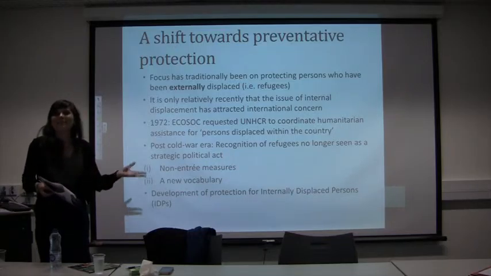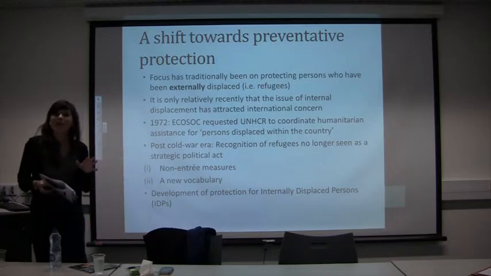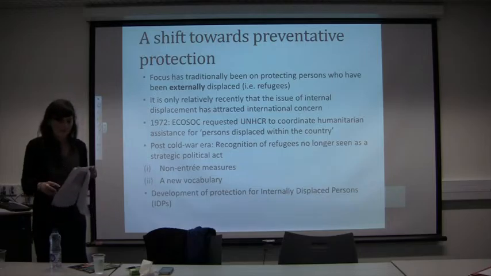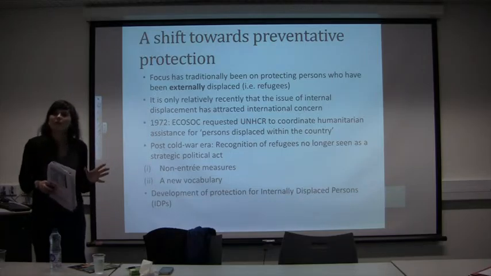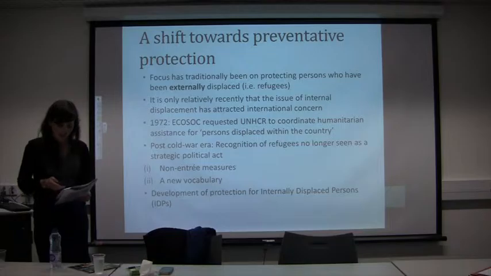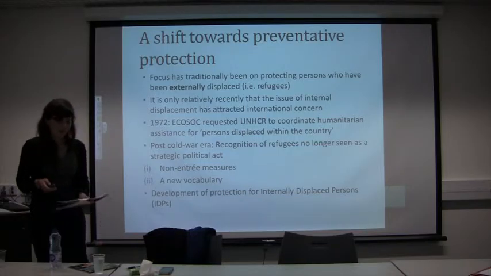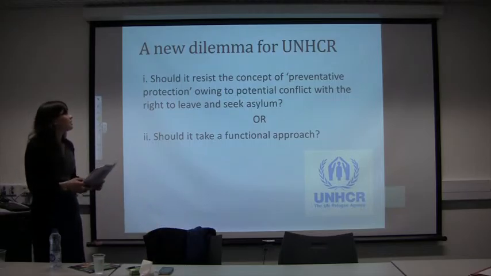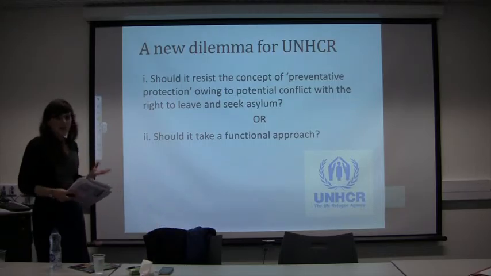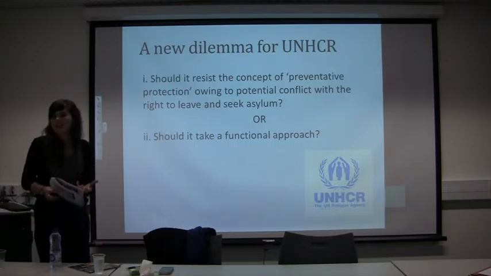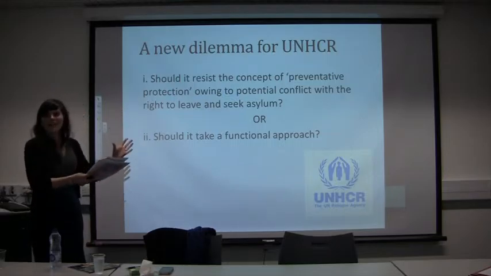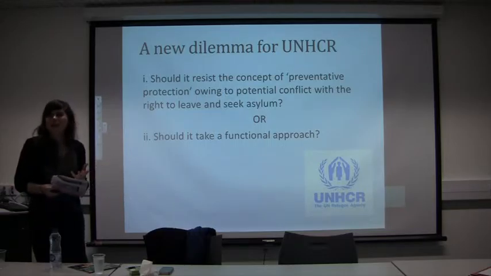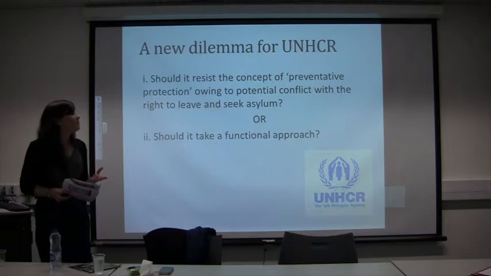So basically, there's been a movement since the 1970s focusing on people who have been displaced within their country, as opposed to the traditional focus, which has been on people who have been displaced outside of their country. And this created a new dilemma for the UN Refugee Agency. So the UN Refugee Agency's primary mandate is exactly what it says in its title, to protect refugees. But it also has a mandate to protect internally displaced persons.